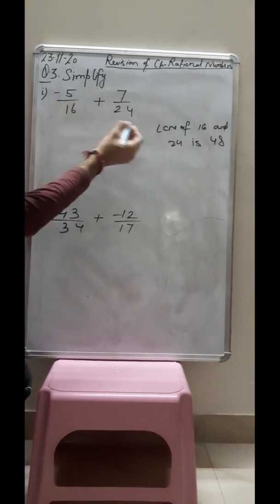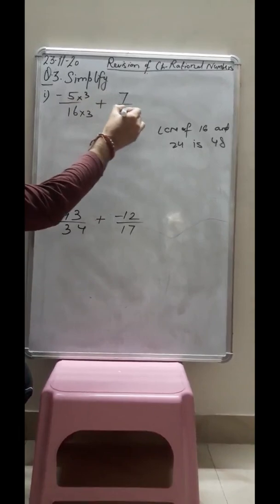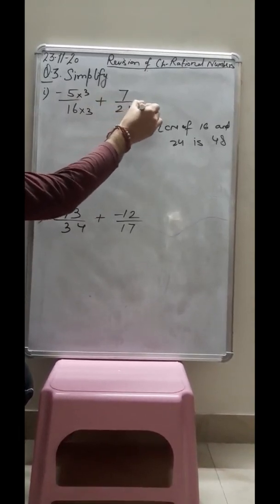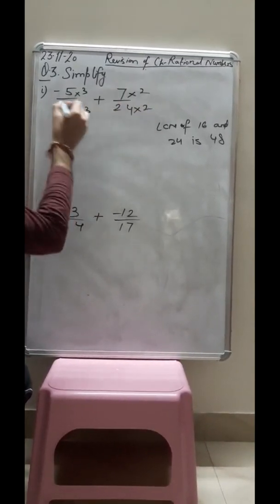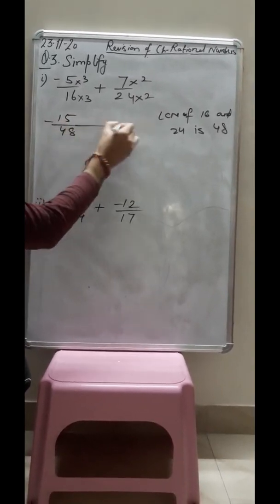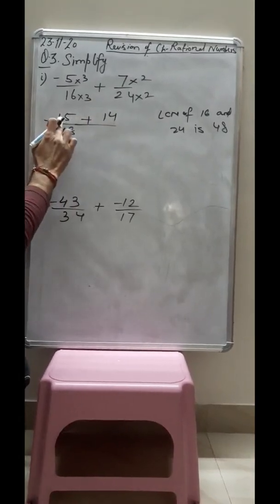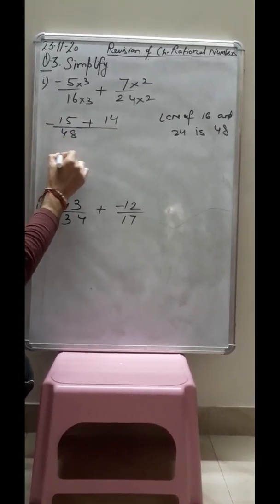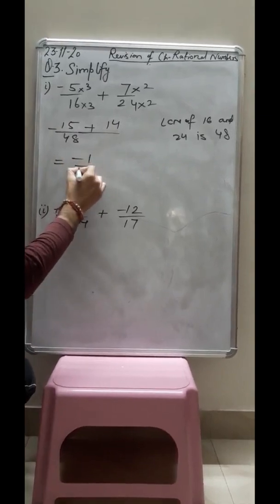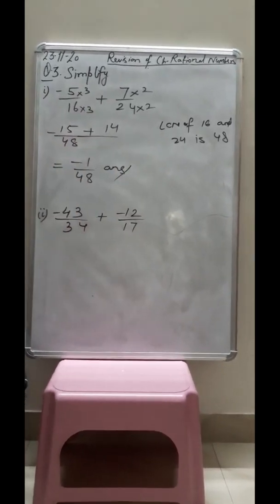So now we have to make the denominators 48. Here you have to multiply by 3, and here you have to multiply 24 by 2. The numerator also by 2. This gives you minus 15 upon 48, and this gives you plus 14. So minus 15 plus 14 gives you minus 1 upon 48. So in this way we can simplify the rational numbers.